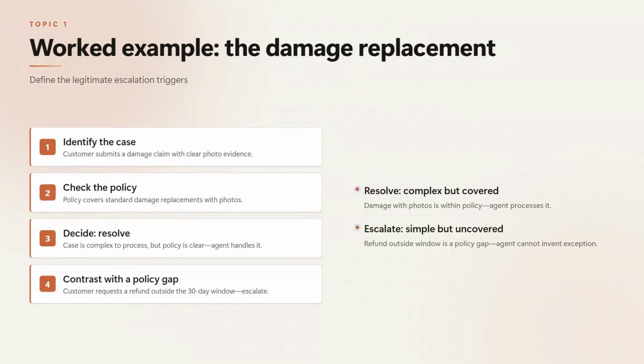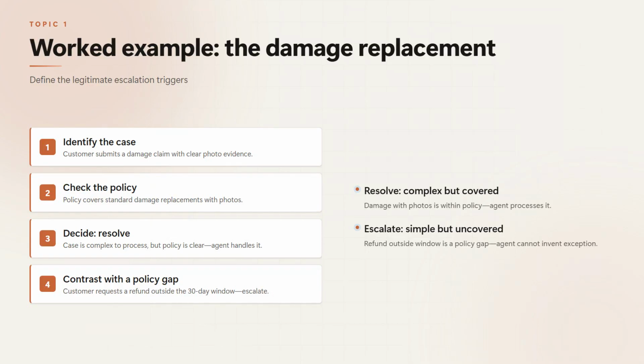Now contrast that with a refund request. The customer wants a refund on a purchase made 45 days ago. The policy only covers 30 days. This is a simple request. The customer is asking for one thing, but the policy does not cover it. That is a policy gap. The agent must escalate. The alternative would be to let the agent attempt the exception on its own, but that loses because the agent has no authority to override the policy window.